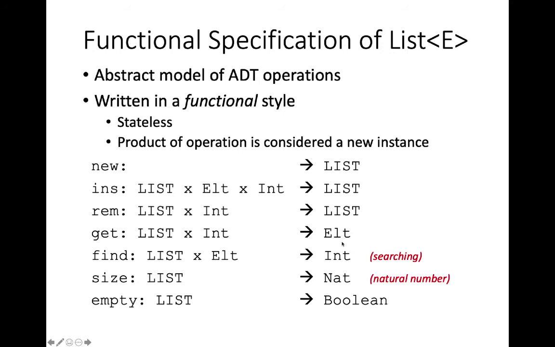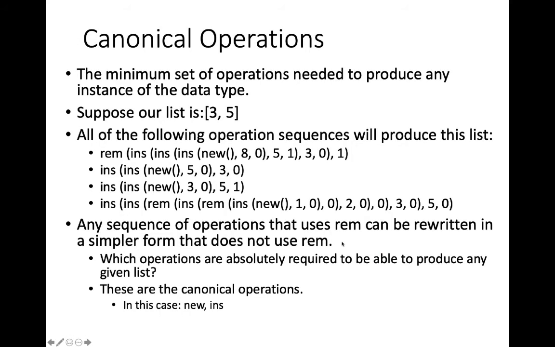So here's my functional specification of my list operations, which just tell me the domain of each of those functions and their result. Now I need to come up with the axioms. Step 1 is to find which operations are canonical. I have to reason about these operations and decide which ones are canonical versus which ones are non-canonical. What do I mean by canonical? The canonical operations are the minimum operations from my specifications that is needed to produce any given instance.